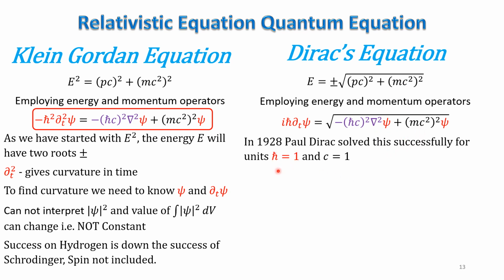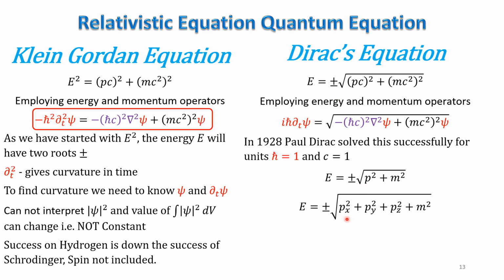Now here we shall prefer a system of units where h cross is equal to 1 and c is equal to 1 so that our equation looks very elegant. So the energy equation will be E equal to plus minus under root of p square plus m square. And now p square can be written as px square plus py square plus pz square. Like p bar is a momentum in general, and p bar dot p bar is this p square, which is equal to px square plus py square plus pz square plus m square, where m is the rest mass.